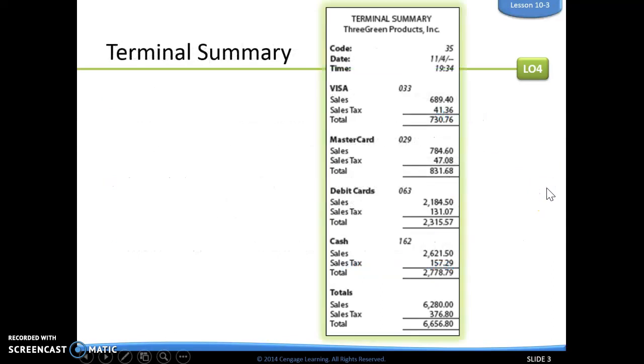So here they're showing us an example of a terminal summary, and we can see that we have different types of credit cards here. We have debit card sales, we have cash sales, and then we have our total sales. So they're showing us Visa. We had 33 sales that were on a Visa credit card, and then it's broken down into how much of our merchandise was sold, how much sales tax it was for that, and then the total amount. Okay, and we see that for each section.